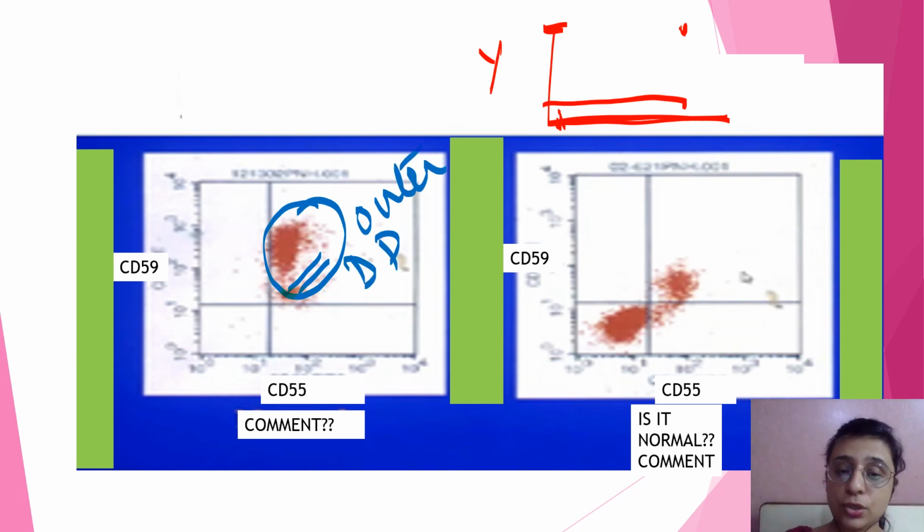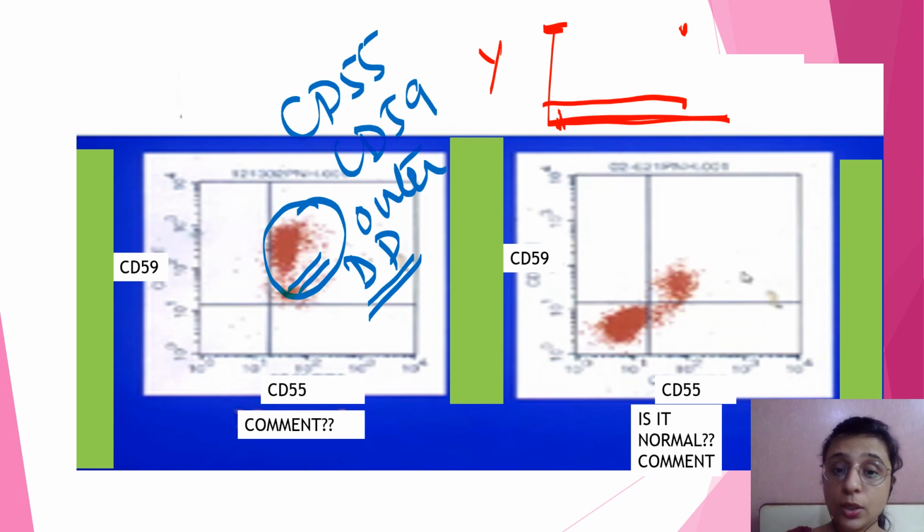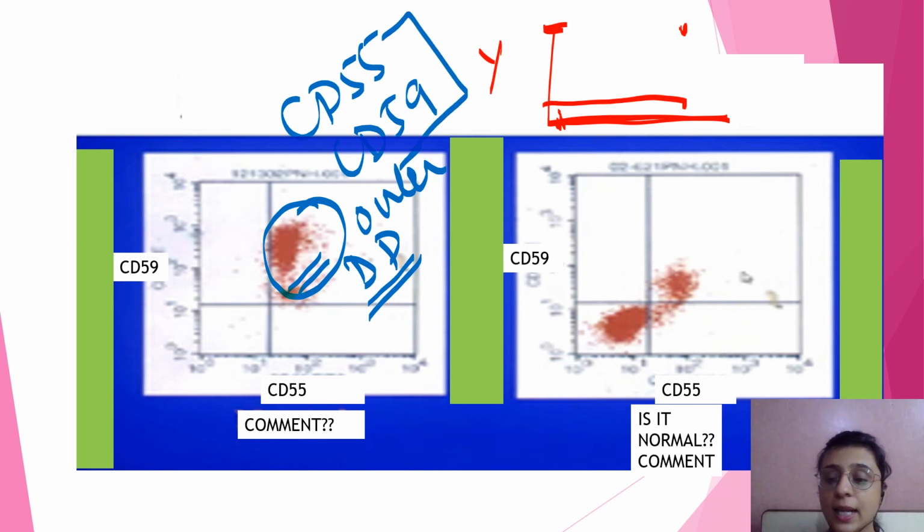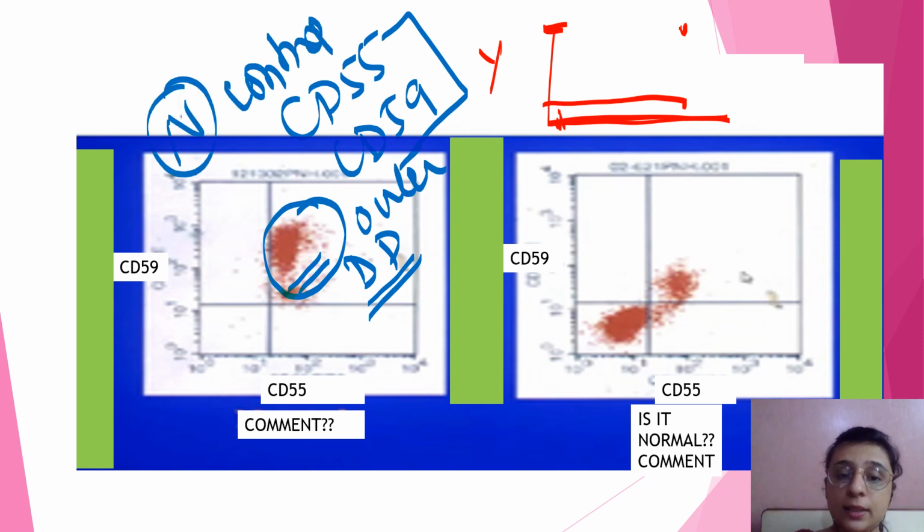This population of cells I am talking about is positive for both CD55 and CD59. I told you in normal RBCs, CD59 and CD55 are normally present, which are GPI linked proteins, and thus protect your cell or RBCs from complement mediated hemolysis. That means this graph shows the normal control population, double positive, positive for both complement mediated protectants, CD55 and CD59.